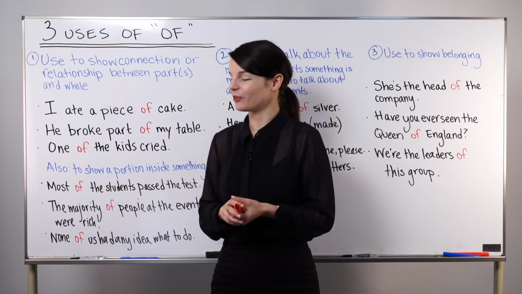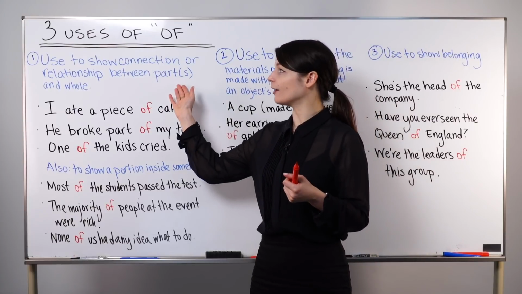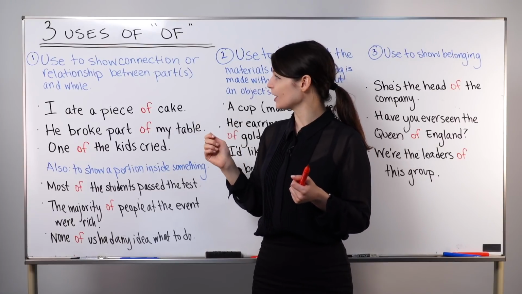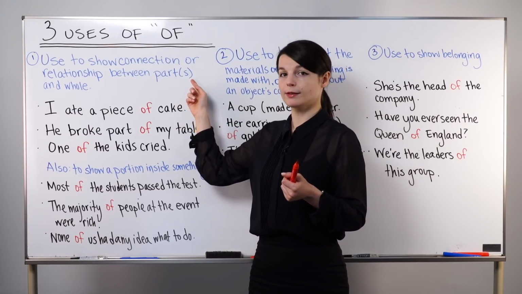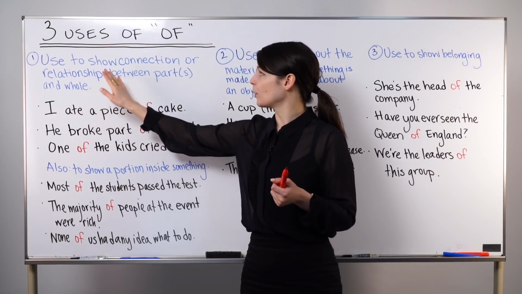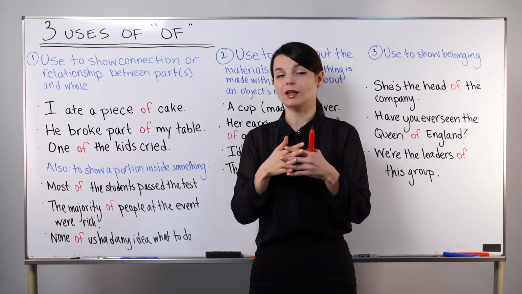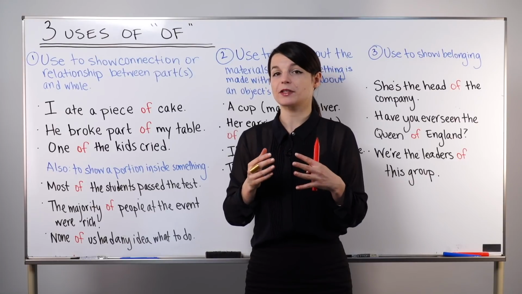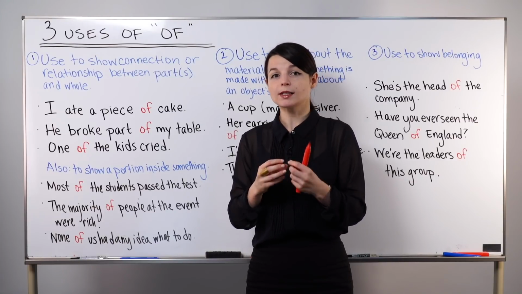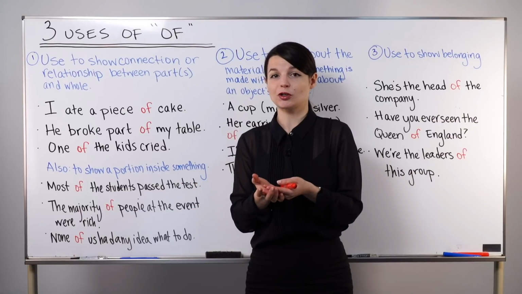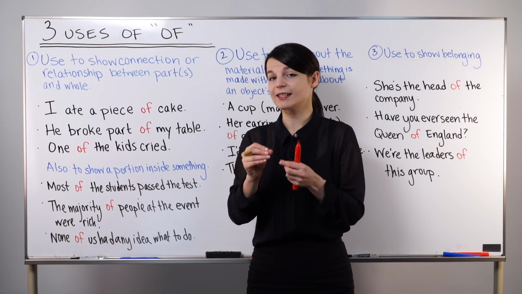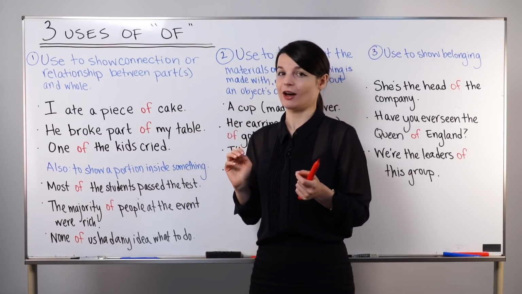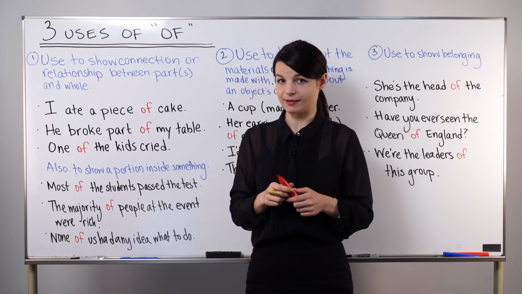Let's get started. Okay, the first use of of I want to talk about is use to show connection or relationship between part or parts and whole. So this means when we want to show that 2 or more things have some kind of relationship, they fit together, or they have some kind of connection, or we want to talk about things within a larger group. So like, for example, pieces of things that are inside a whole of something, we use this meaning of. Let's take a look at some examples.